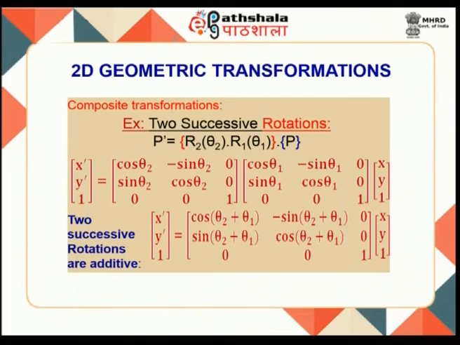In the previous case we did two successive translations, and they are additive, and two successive rotations are also additive. One important thing is that you should observe this reversal of the transformations that are applied. First it is R1, then it is R2. When you are writing them in order, it is R2 into R1 into P. Please understand that because we are performing first R1 on P and then R2. So, R2 into R1 into P. That is the sequence.